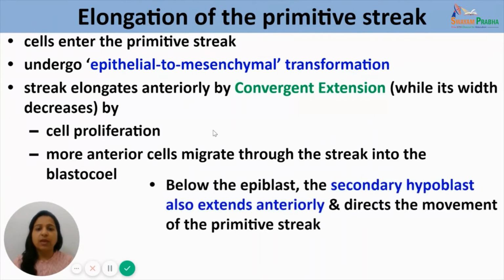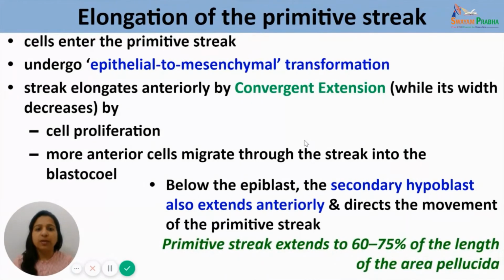While this primitive streak is elongating, below the epiblast, the secondary hypoblast is also extending anteriorly. The secondary hypoblast, which is extending below the epiblast, actually directs the movement of the primitive streak toward the head region of the growing embryo. During its elongation, the primitive streak extends to almost 60 to 75% of the length of the area pellucida.